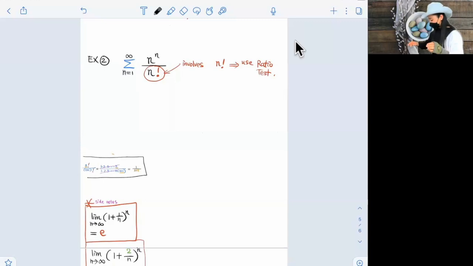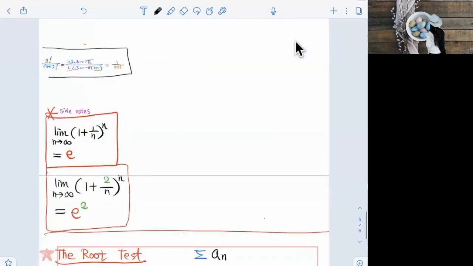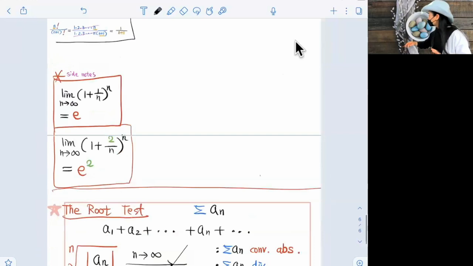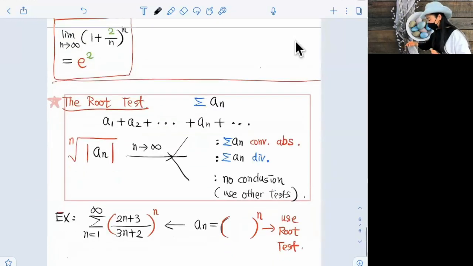Now, there's a side note over here. Instead of 1 here, if it's replaced by 2, it's actually e to the second power. I think we pulled this somehow early in the semester, but just for your interest. The next one over here, we're going to do the root test.